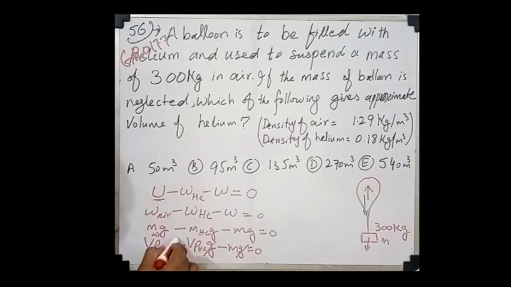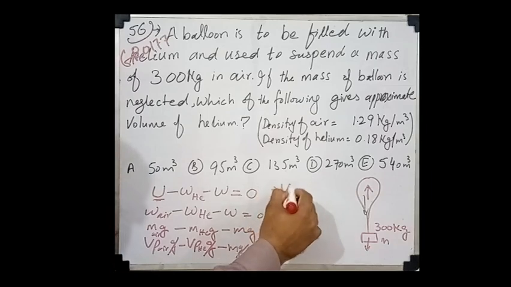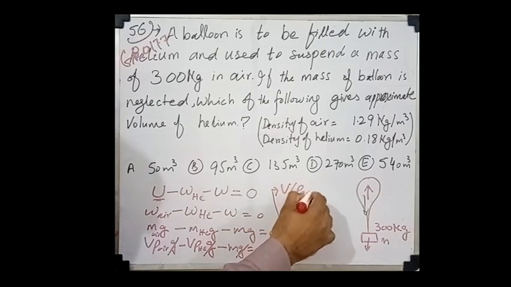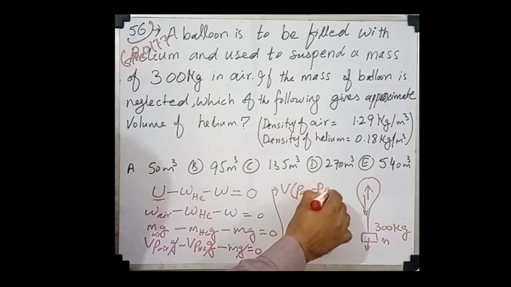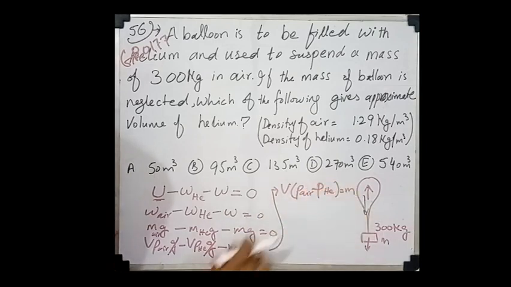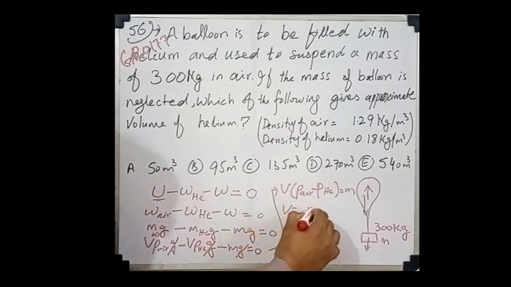If we cancel g from these three terms, we get volume into density of air minus volume into density of helium minus the mass of this block, so net equal to 0. We can extract V into (density of air minus density of helium) equal to m. Shifting to the other side, V is equal to m divided by (rho air minus rho helium).